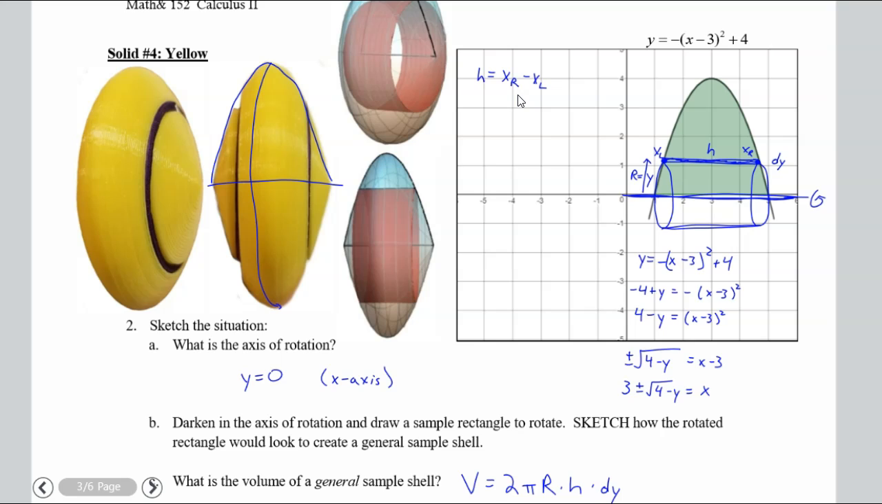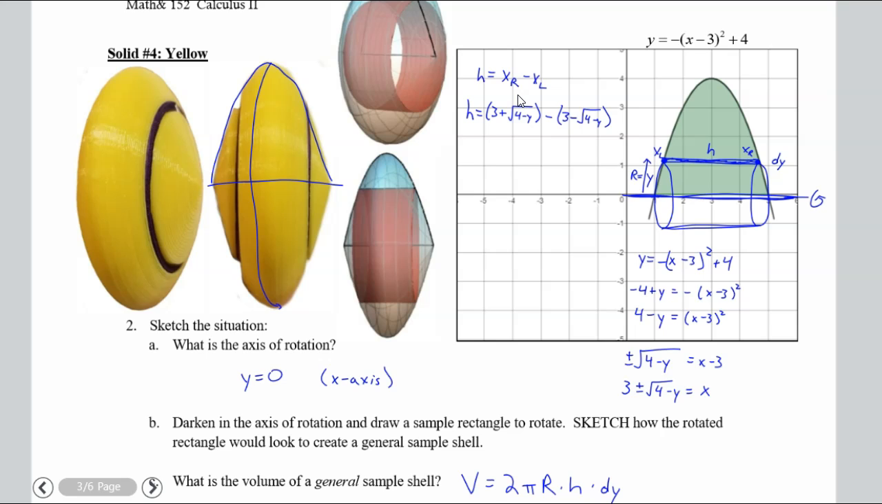Right. And we talked about this before when we were doing the discs with the red objects, that I have this midline of 3, either plus or minus that root to get to each side of the parabola. But those are the values I need to put in for the x right and x left. So we'll go ahead and do that. So the h is going to be this one on the right, so 3 plus the root. So let's put 3 plus that root of 4 minus y, and then minus, we need the x on the left, so that's 3 minus that square root of 4 minus y.